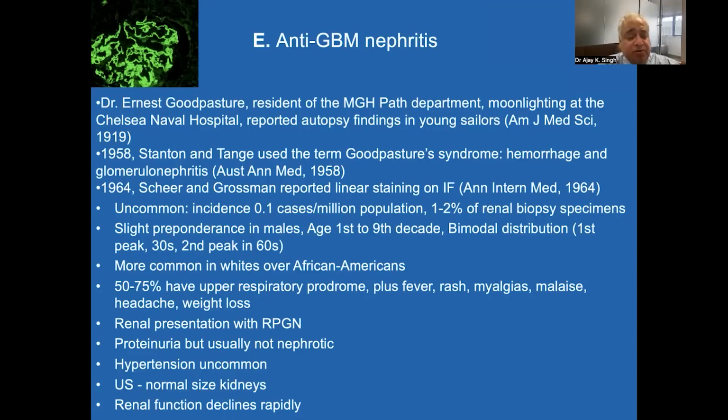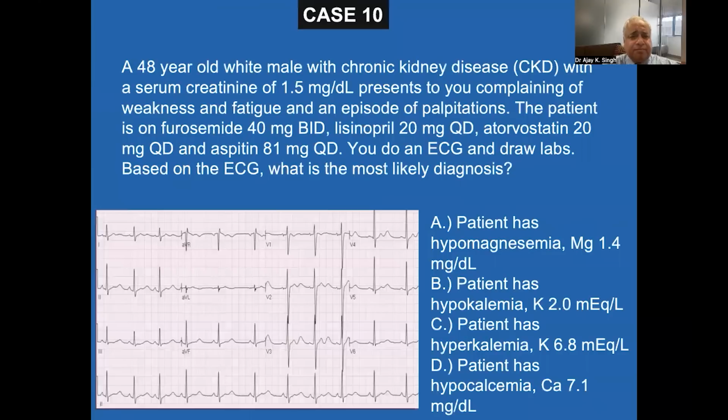Renal presentation is with rapidly progressive glomerulonephritis, which is defined as a doubling of serum creatinine within 3 months or a 50% reduction in estimated GFR. Proteinuria does occur, but usually not nephrotic proteinuria. There isn't enough time for such an explosive syndrome, and likewise hypertension, for the same reason, is uncommon, as is abnormal ultrasound kidney size, but renal function declines rapidly as part of the syndrome of RPGN.